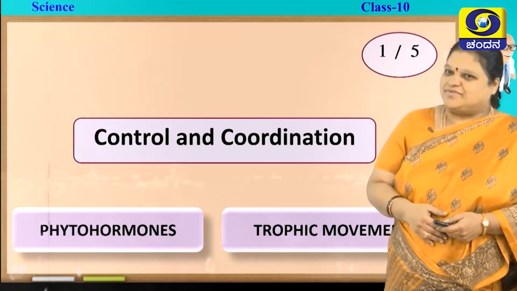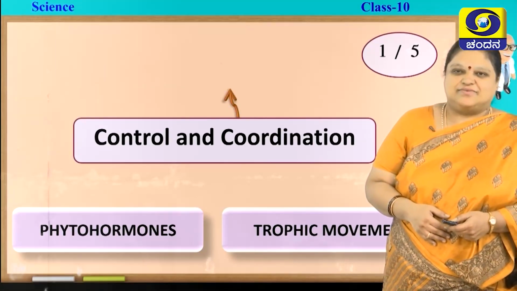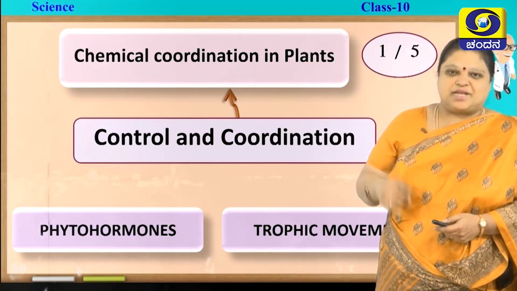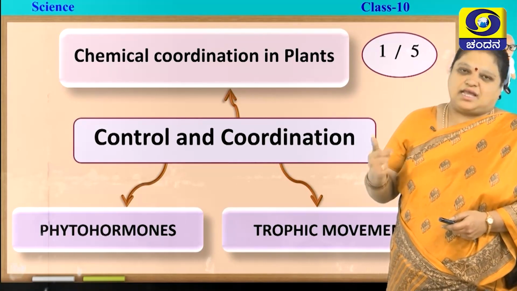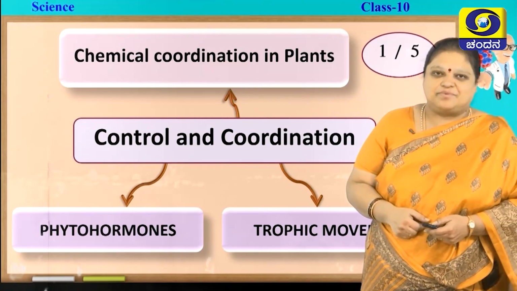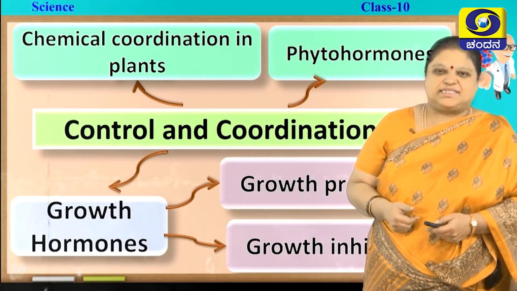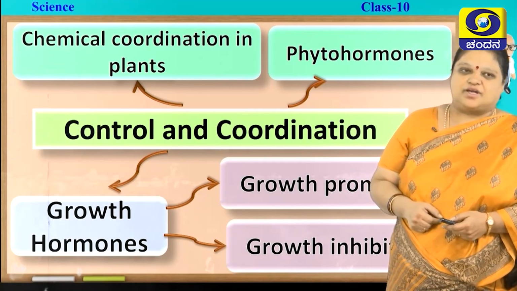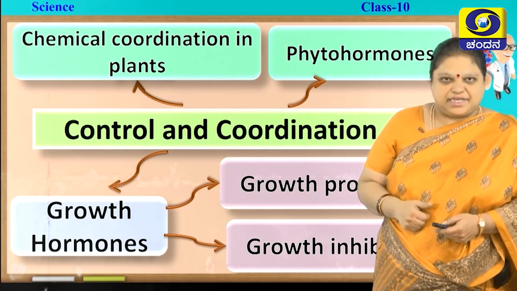Let us see what all we will study in this session. In control and coordination, we will study about how chemical coordination takes place in plants. Then we will also see how the phytohormones and the trophic movements take place in the plants. So, we will be studying about these in this chapter, and in growth hormones we will also study about growth promoters as well as growth inhibitors.